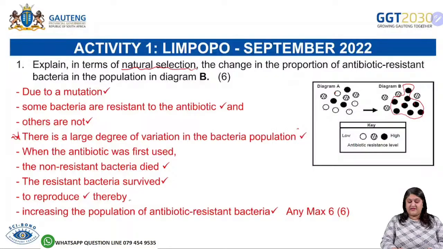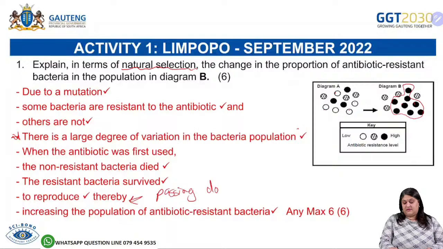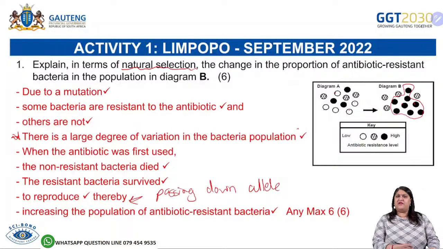There's also one point missing here that you can talk about: passing down the allele. I want to just add that because this is an older question. We evolve as the question papers also evolve over time. We have to see how they are actually asking our questions going down the line. But the main thing here is, can you see that this looks very familiar to you? Yes, because it is natural selection.